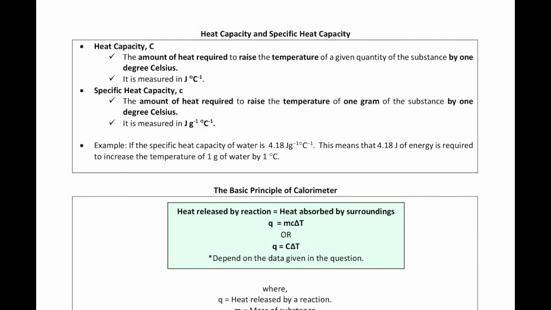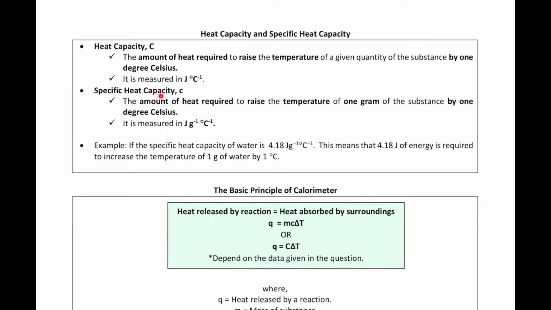Okay, so heat capacity, the symbol is C besar, capital letter C. Maksud dia adalah the amount of heat required to raise the temperature of a given quantity of the substance by 1 degree Celsius. So kiranya heat capacity ni bagi tahu kamu berapa banyak heat energy yang diperlukan untuk tingkatkan suhu substance tu by 1 degree Celsius. Okay, so that's why the unit is joule per degree Celsius. So berapa banyak energy yang diperlukan untuk tingkatkan suhu sebanyak 1 degree Celsius.